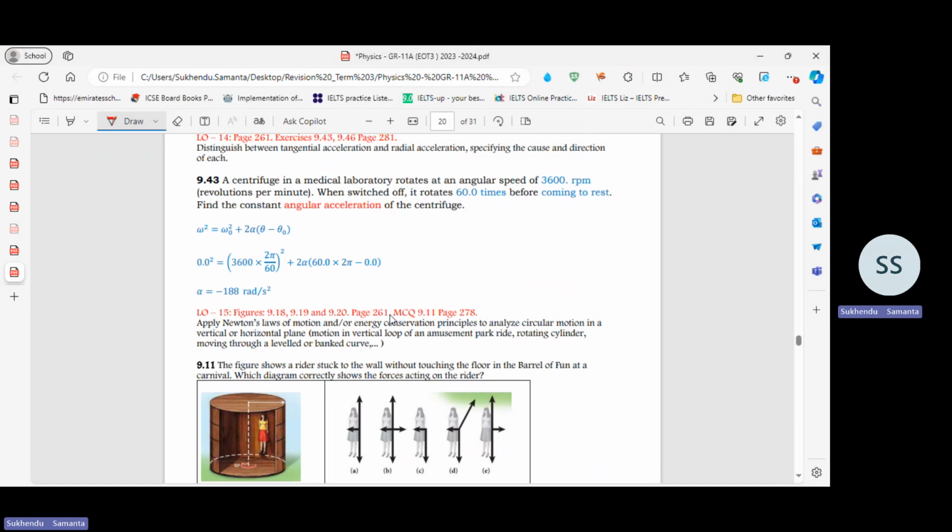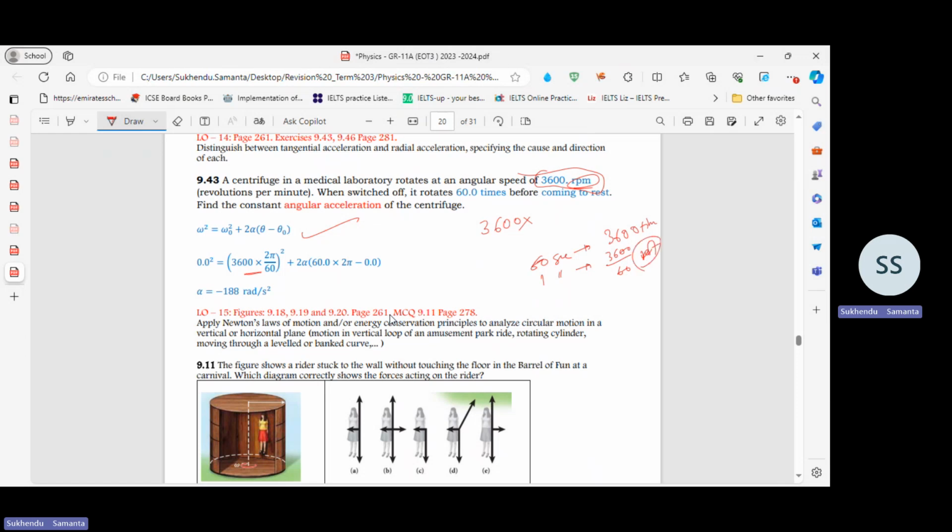It is given omega squared equals omega 0 squared plus 2 alpha delta theta. This one, 3600 RPM. RPM means revolutions per minute, so revolutions in 1 minute. So in 1 minute, that means in 60 seconds, how many times is it revolving? 3600 times. So in 1 second, how many times is it rotating? 3600 divided by 60 times it is rotating.